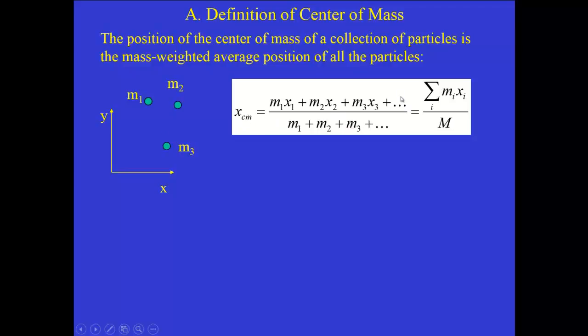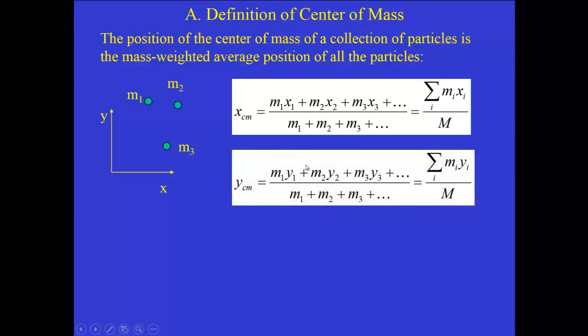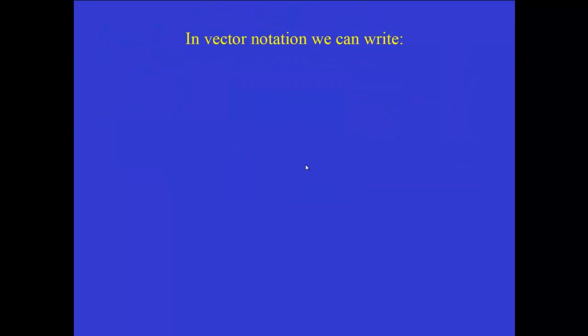We can symbolically write down this x-coordinate of the center of mass using summation notation like this, and we'll use capital M to indicate the total mass of the entire system. And of course we can do the same thing completely analogously for the y-coordinate of the center of mass, and if these particles had different z-coordinates, then we could do the same thing for the z-axis. So that's the definition of the center of mass.